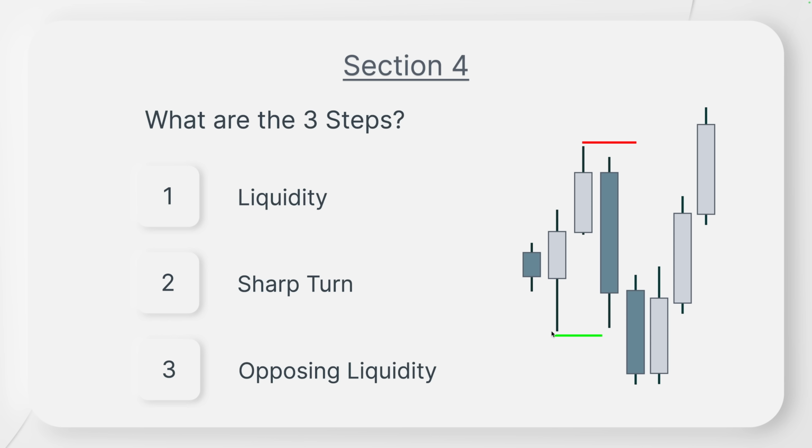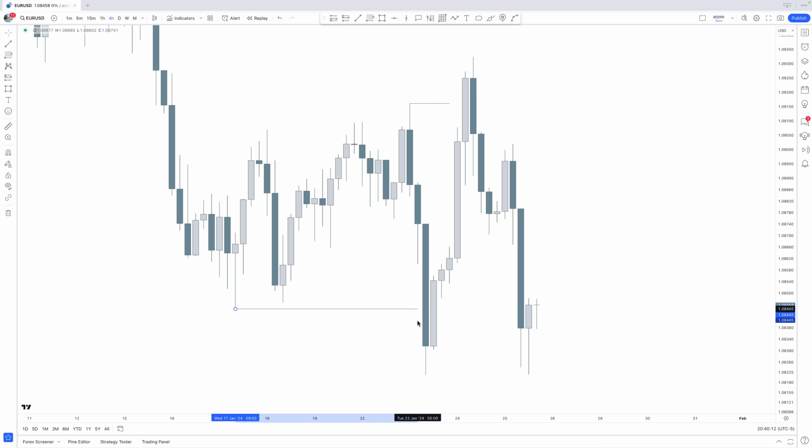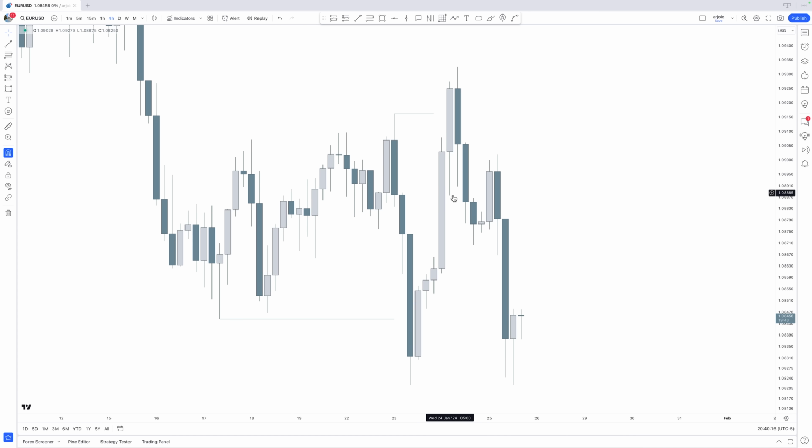Once we come into that and we create a sharp turn, fair value gap into the liquidity, fair value gap out of the liquidity, we target the opposing liquidity. That's the third step. Those are the 3 simple steps to be able to identify a sweep. Once we sweep this swing low on Euro US dollar, we have the sharp turn.